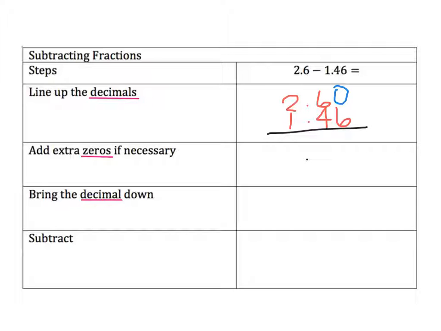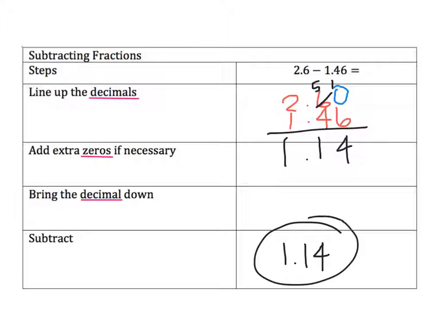So I'm going to have to borrow in this case. So I'm going to have 5 tens and then use 1 ten, or regrouping as you might have learned it. 10 minus 6 is 4. 5 minus 4 is 1, and 2 minus 1 is 1. So 1.14 is my final answer for this one.